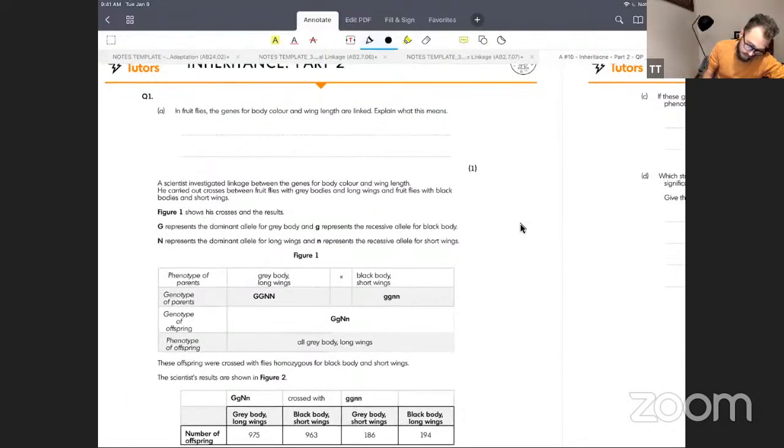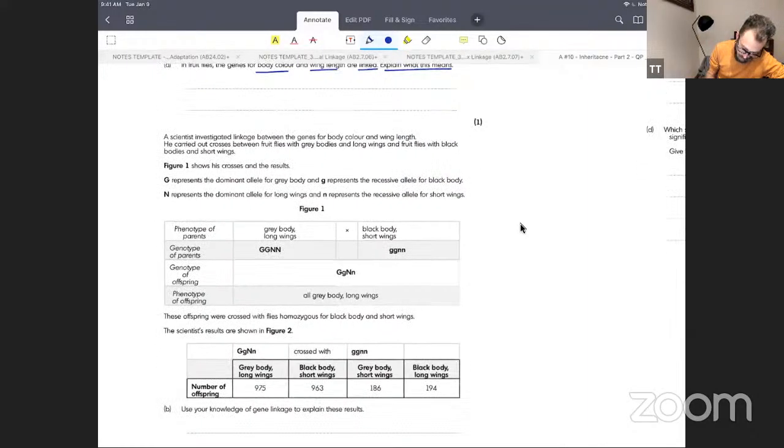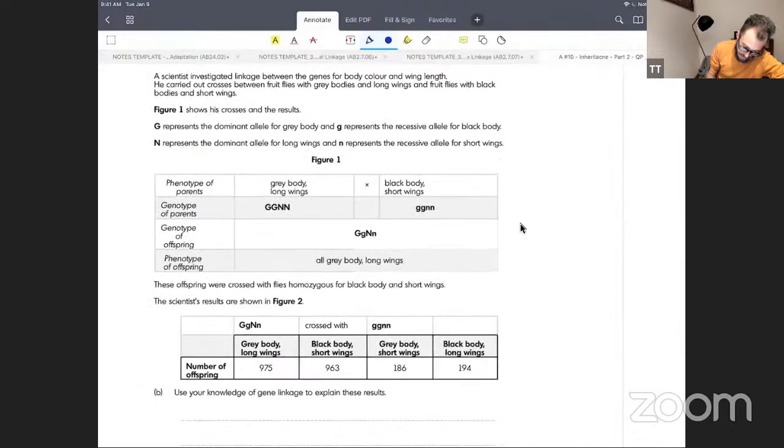Okay, in fruit flies, genes for body color and wing length are linked. What does this mean? I'm going to leave you to it. Super easy, that one. We've covered that already today.